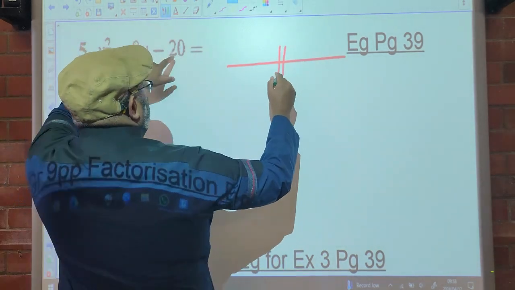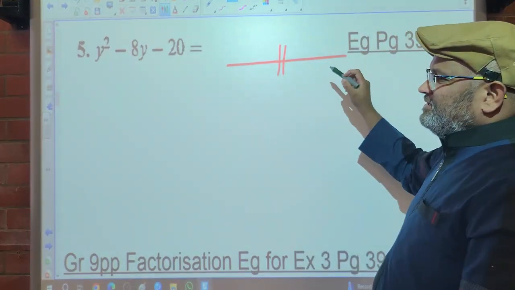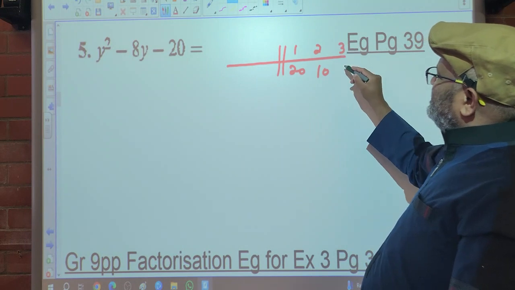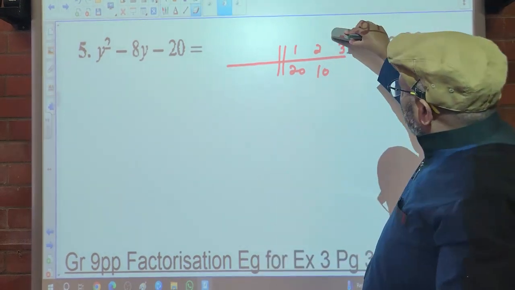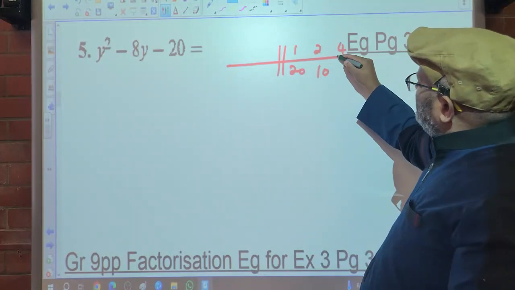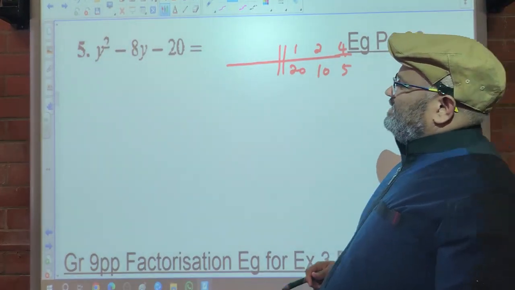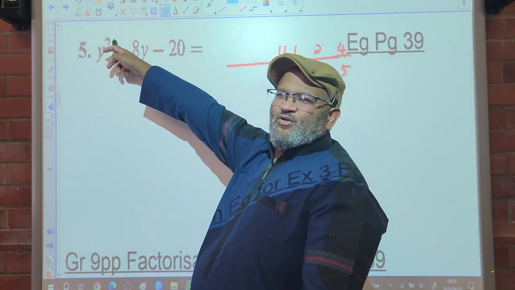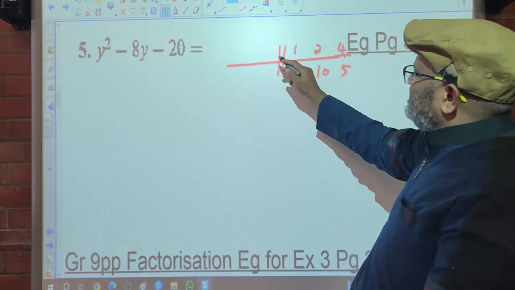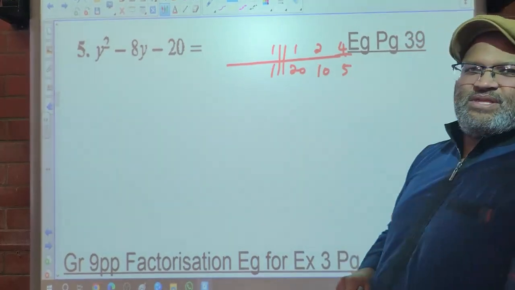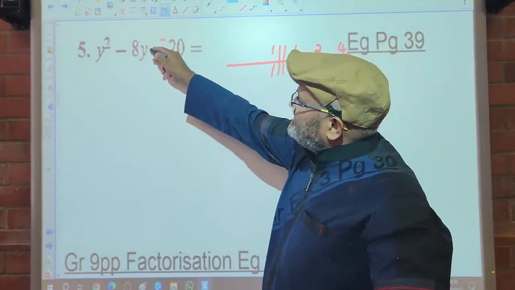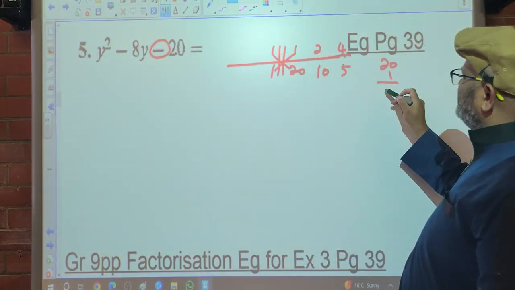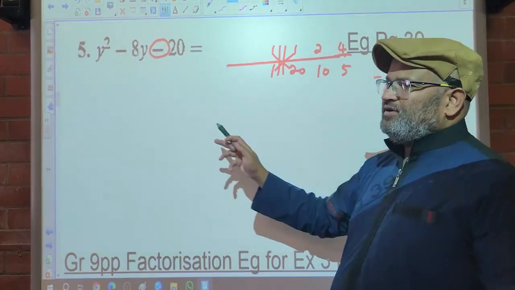So it's going to be for 20. What are the products of 20? 1 and 20. 2 and 10. Not 3. 4 and 5. Okay. Anything else? Now, what's the coefficient of y squared? 1. So what are the factors? 1 and 1. Do we add or subtract? Subtract, because that is negative. So 1 times 20 is 20, 1 times 1 is 1. Subtract it again, 19. What am I looking for? 8.